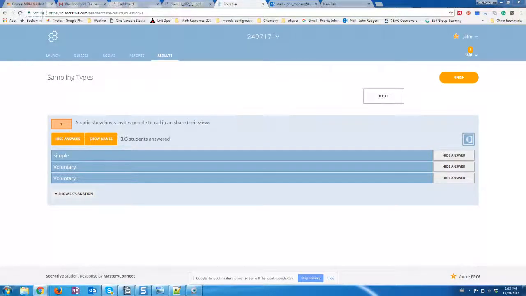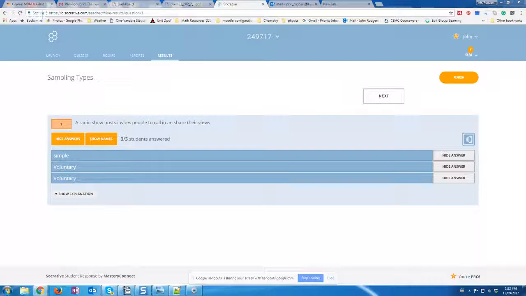Simple. Okay, so ready? I would actually accept voluntary, because people just voluntarily call in. And the other one that I would accept is convenience, because it's convenient. It could be either convenient or voluntary. Okay, definitely simple, but I should really have up here, because it's not really simple. It should be simple random.